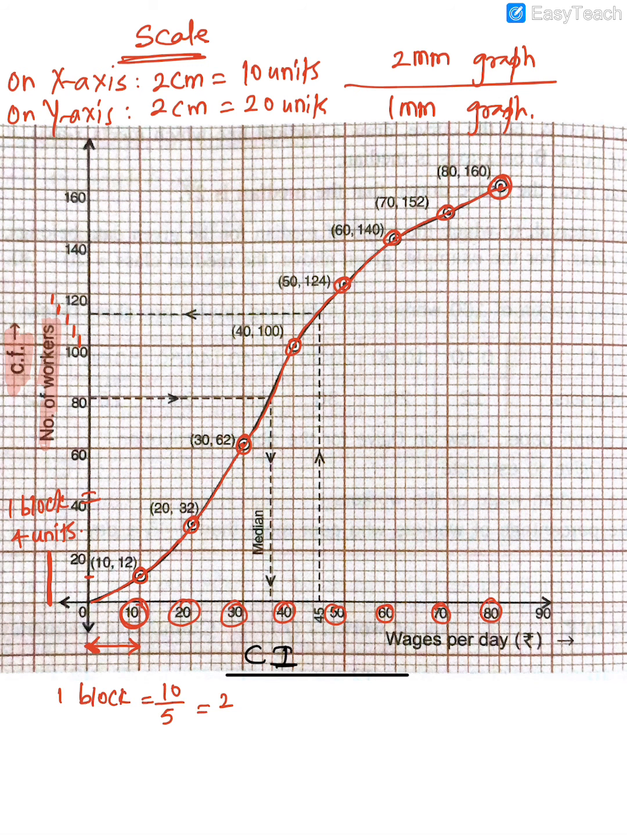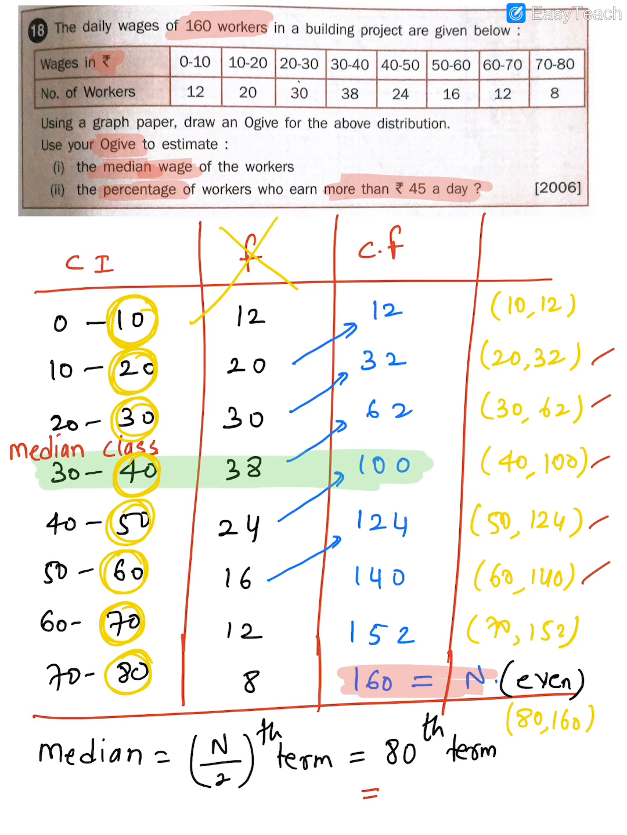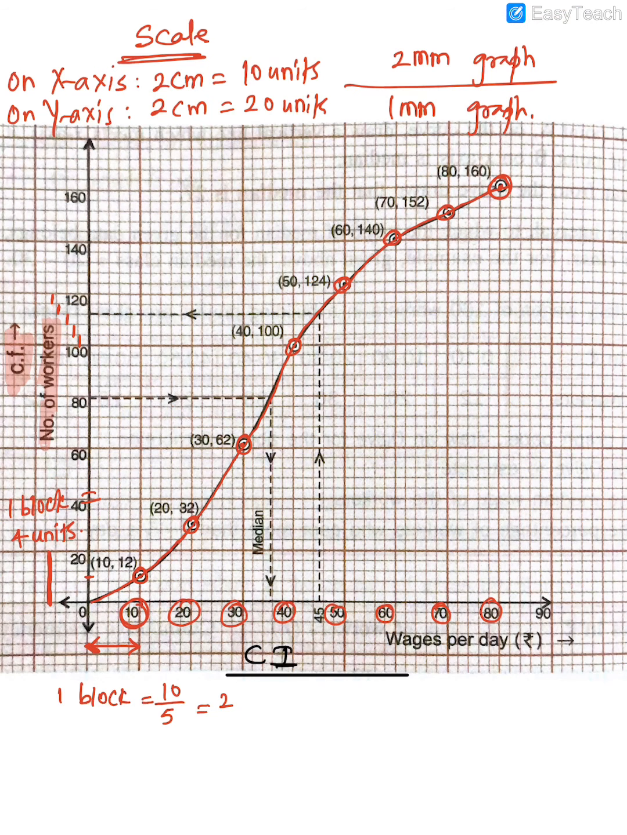Now, whatever we were asked in this problem, let's check. First, let's see what we were asked to find. Median. Here we are asked to find the median. So let's find out the median first. Median means what? The 80th term here, right? We had found the median was the 80th term. So let's check what the median is now. Go to the 80th term.